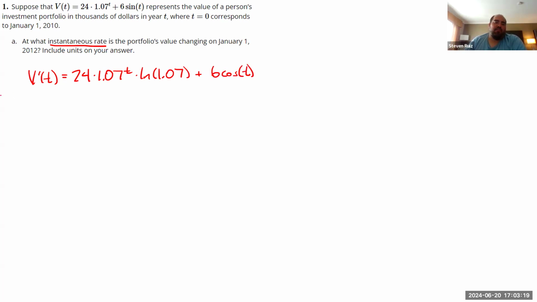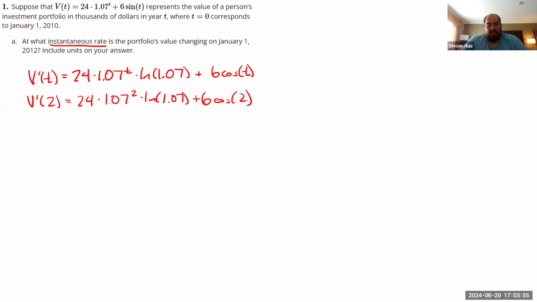So here's the derivative. Now I want to evaluate that derivative at a particular value. In this case, that's going to be 2. That's exactly 2 years after my reference time of January 1st, 2010. So V prime of 2 is 24 times 1.07 squared times the natural log of 1.07, plus 6 cosine 2. So we'll get an approximation for that.